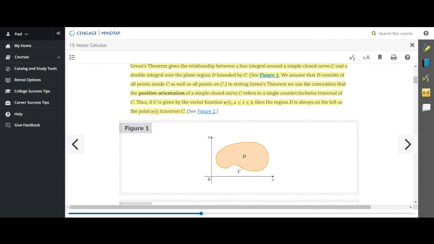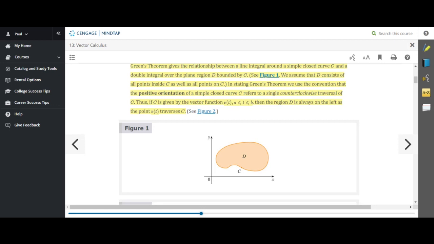So in other words, if you look in figure 1 there, pretend you're walking along that curve, and you see that arrow there near the bottom part of the path. If you were to walk in that direction along that closed curve, the region D would always be on your left. That's called positive orientation.